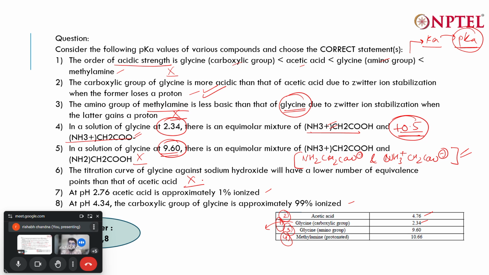Then the seventh: at pH 2.76, acetic acid is approximately 1% ionized. Yes, this is correct, as we have seen in this case. And the eighth: at pH 4.34, the carboxylic group of glycine is approximately 99% ionized. Yes, this is also correct. Okay, so the correct statements are 2, 4, 7, and 8.